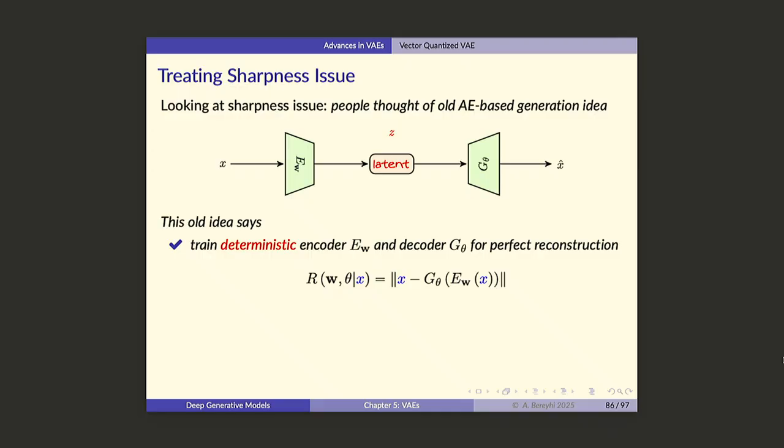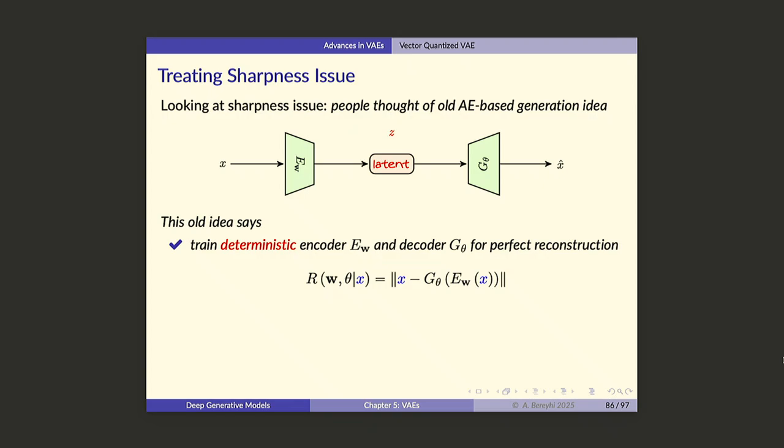So when this issue of sharpness happened, people started to say, what if we can somehow get back to the original idea of generating by autoencoders? And what was the original idea of generating by autoencoder? We said that we train one encoder-decoder pair which is able to perfectly reconstruct X, right? So for every single X that I send, I compute the loss between the input and the decoded version. The X going into the encoder is supposed to be exactly what comes out of the decoder.